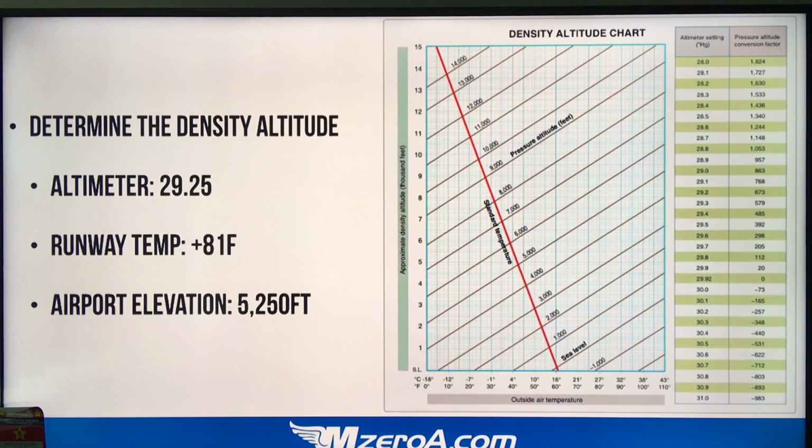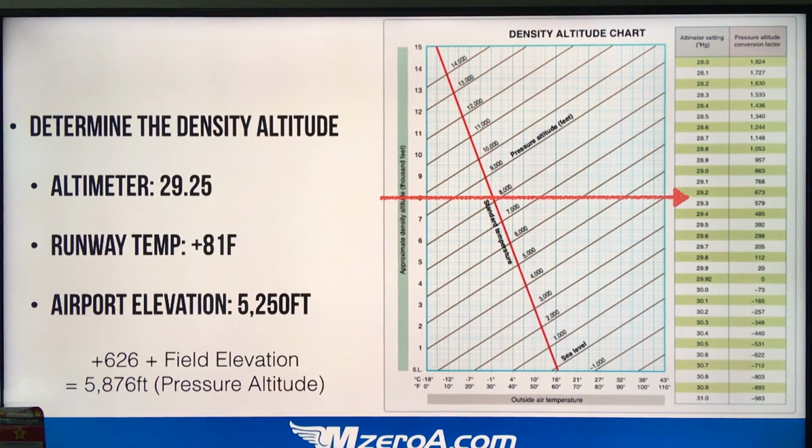Let's look at another one to help it kind of all make sense for you. Altimeter, 29.25. Runway temp is a positive 81 degrees Fahrenheit. Airport elevation, 5,250 feet. Let's take a look at that altimeter and get the pressure altitude. Up a little bit higher this time. I've got to interpolate again between my 673 and 579. I do a little subtraction to get the difference between those two, and I get a positive 626. Since it's a positive number, I add it to my field elevation to get a pressure altitude of 5,876 feet. I now take my temperature, that positive 81 degrees Fahrenheit.